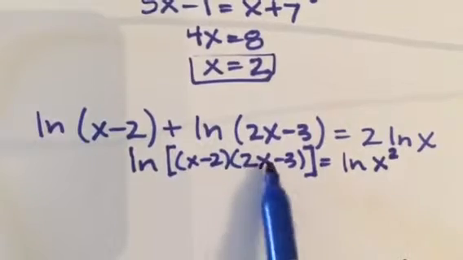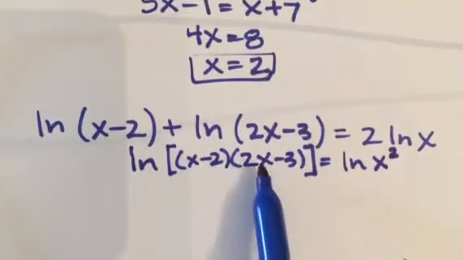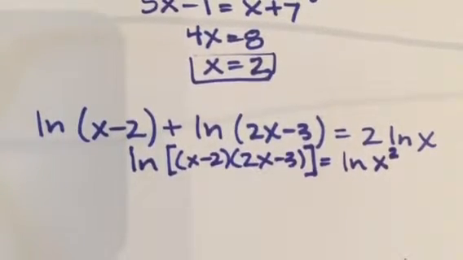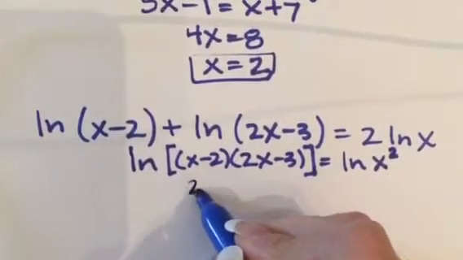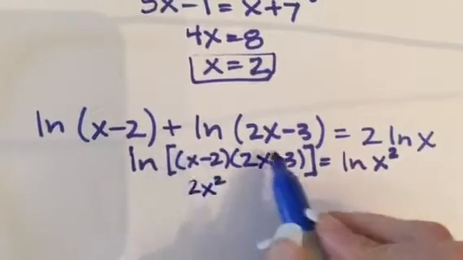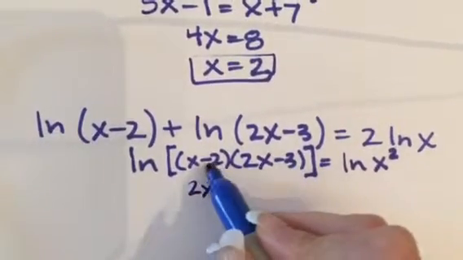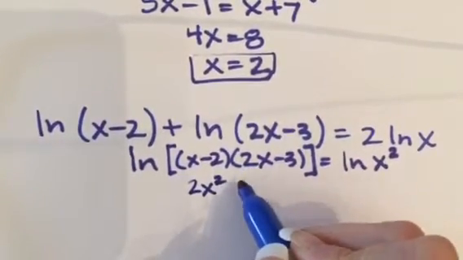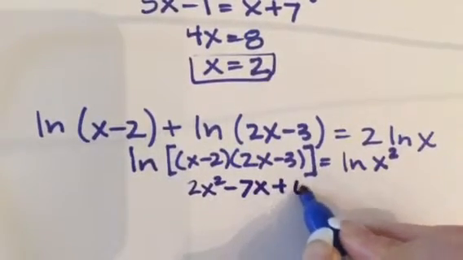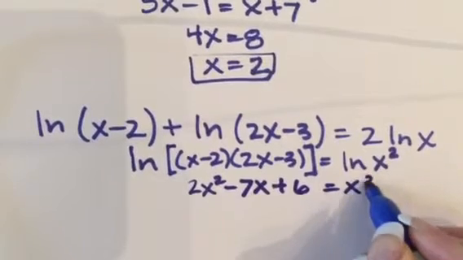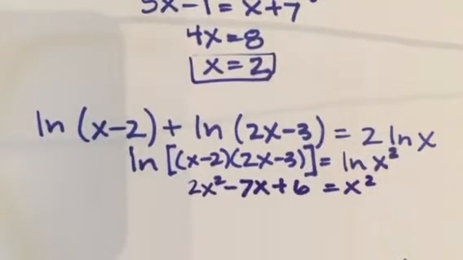So I'm going to go ahead and distribute the x minus 2 multiplied by the 2x minus 3 on the left hand side, and when I do that I get 2x squared, and x times negative 3 is negative 3x, and negative 2 times 2x is negative 4x, so negative 7x plus 6 is equal to x squared. Okay, and it looks like what we have here is a quadratic, which I'm going to solve. I'm going to see if I can factor it.